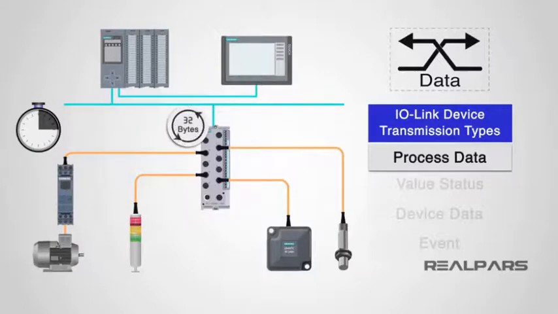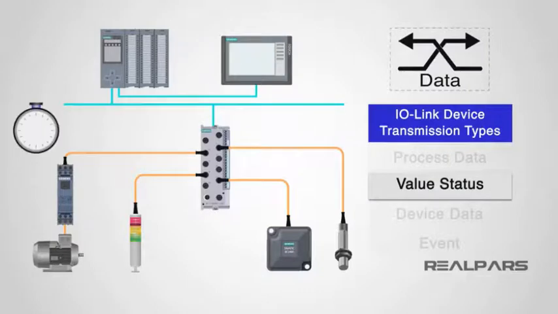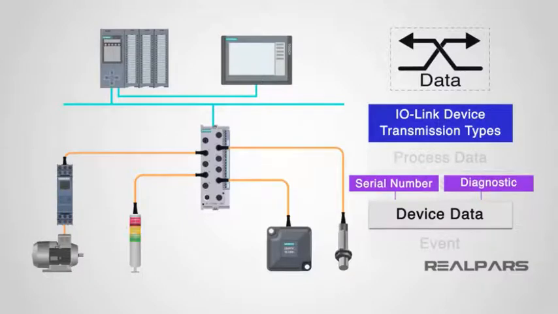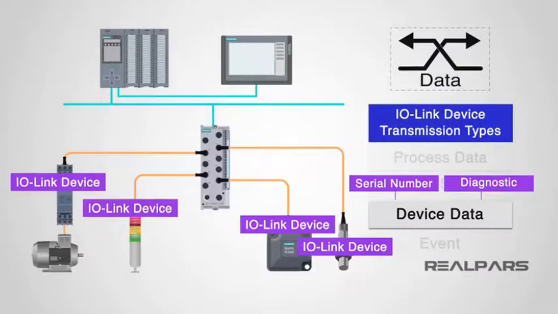Up to 32 bytes of process data can be processed, and it's defined by the high-level controller. The value status indicates whether the process data is valid or invalid, and is transmitted along with the process data cyclically. The device data holds detailed information about a device. Basic information, such as the serial number or version number, and more advanced information, such as parameters or diagnostic information, are able to be retrieved from each I/O link device.